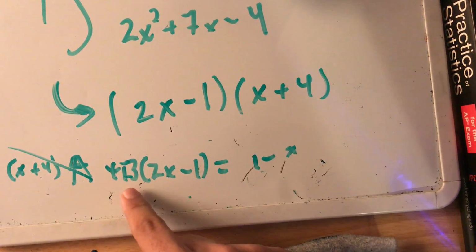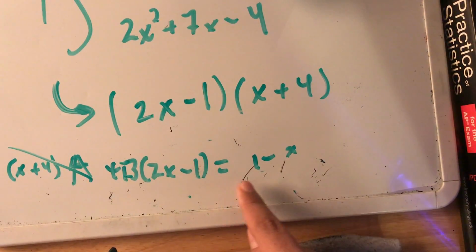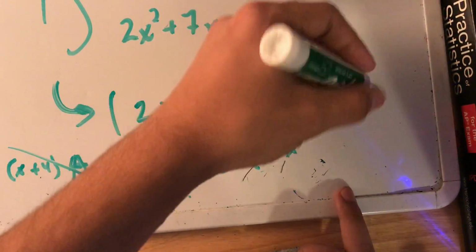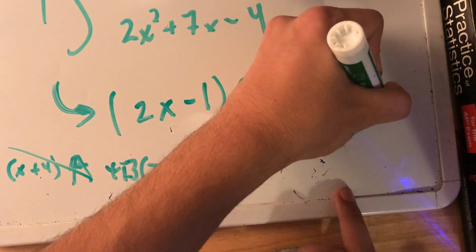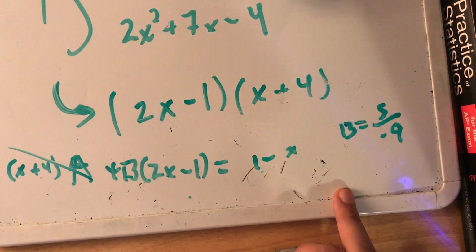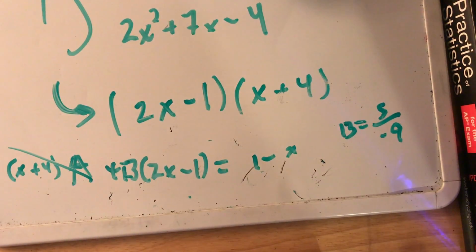So we have negative 9 times b is equal to 5. So what we're going to do, we know that b then is going to have to be equal to 5 divided by negative 9. Cool. All right, so we have the value for b. Now let's get the value for a.